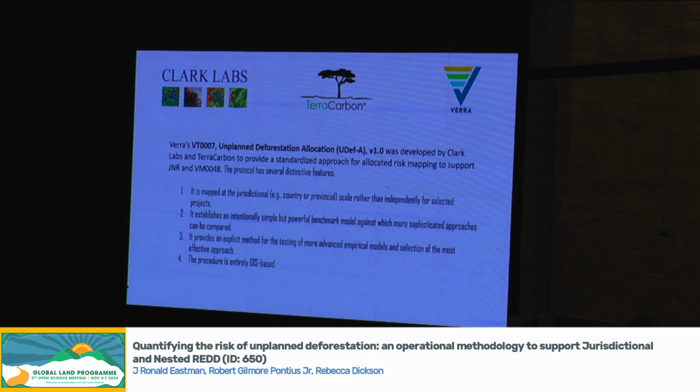Thirdly, it provides an explicit method for the testing of more advanced empirical models that may in fact involve a lot of covariates in trying to understand the areas that would have more or less likely deforestation. And then the fourth feature here is that it is entirely GIS-based.